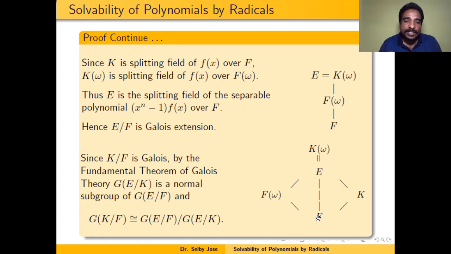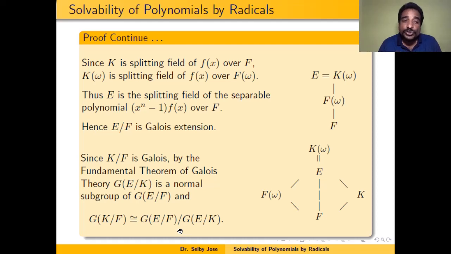It is already given that K over F is a Galois extension. In fact, it is a Galois radical extension. K over F is a Galois extension and E over F is also a Galois extension. So because K over F is a Galois extension, the Galois group of E over K is a normal subgroup of the Galois group of E over F by the fundamental theorem of Galois theory. And the Galois group of K over F is the same as the quotient group of the Galois group of E over F mod the Galois group of E over K. So that means that the Galois group of K over F is the quotient group of the Galois group of E over F.